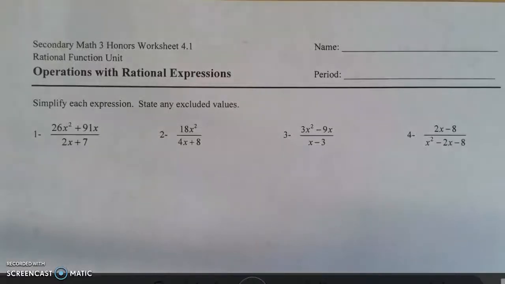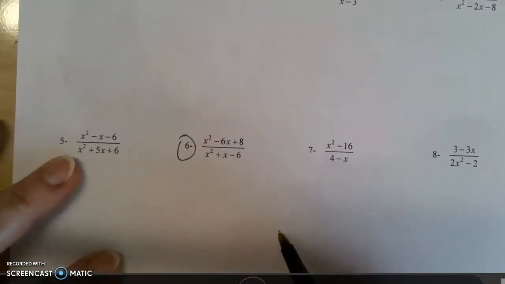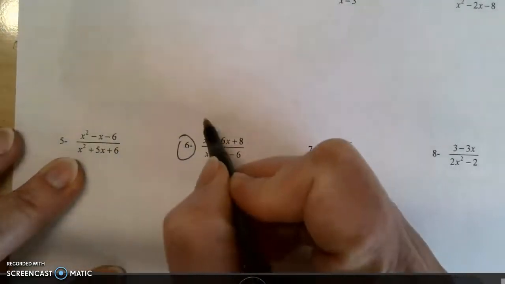Good morning. We are going to add now addition and subtraction to our rational expressions. So we're going to do a quick review, simplifying. So I'm going to factor.